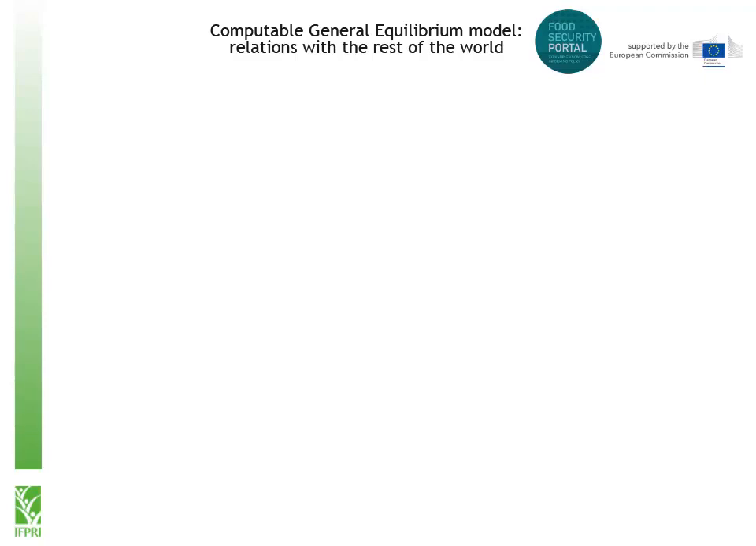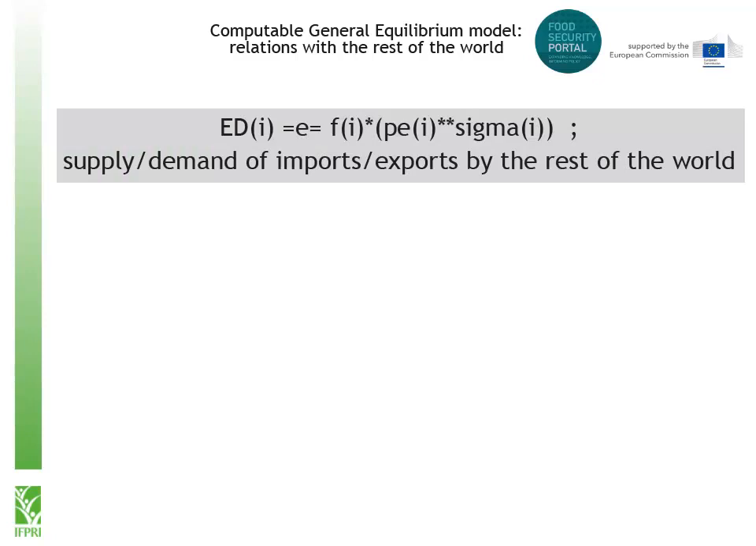Okay, so we have the assumption that the world price varies with exports or imports of this country. So we've got a relation which is ED in sector i is equal to F in sector i, a constant, times PE in sector i, that is to say the world price, to the power sigma in sector i. So in fact, this is an equation which determines the world price in sector i.